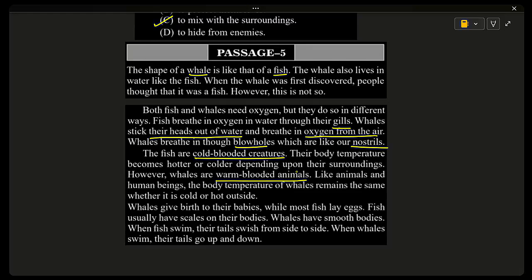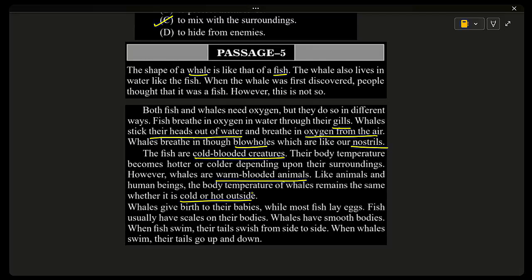They are cold-blooded animals. Like animals and human beings, the body temperature of whales remains the same whether it is cold or hot outside. So human beings also, even if we are in cold temperature or hot temperature, our body is still producing the temperature, because temperature is required for us to continue our life. Even in cold temperatures, our body will be having inside heat. But fish are not like that.